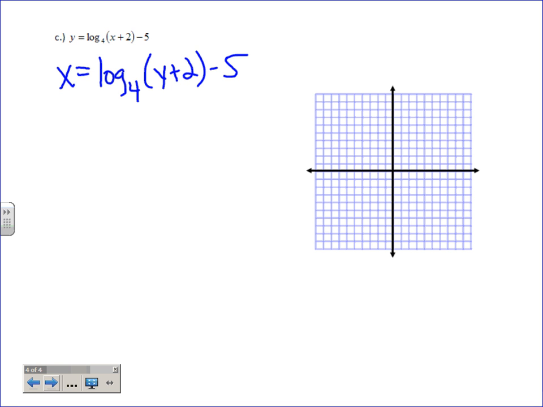Okay. So let's go like this, x plus 5, right? Because we want to get y by itself. Equals.